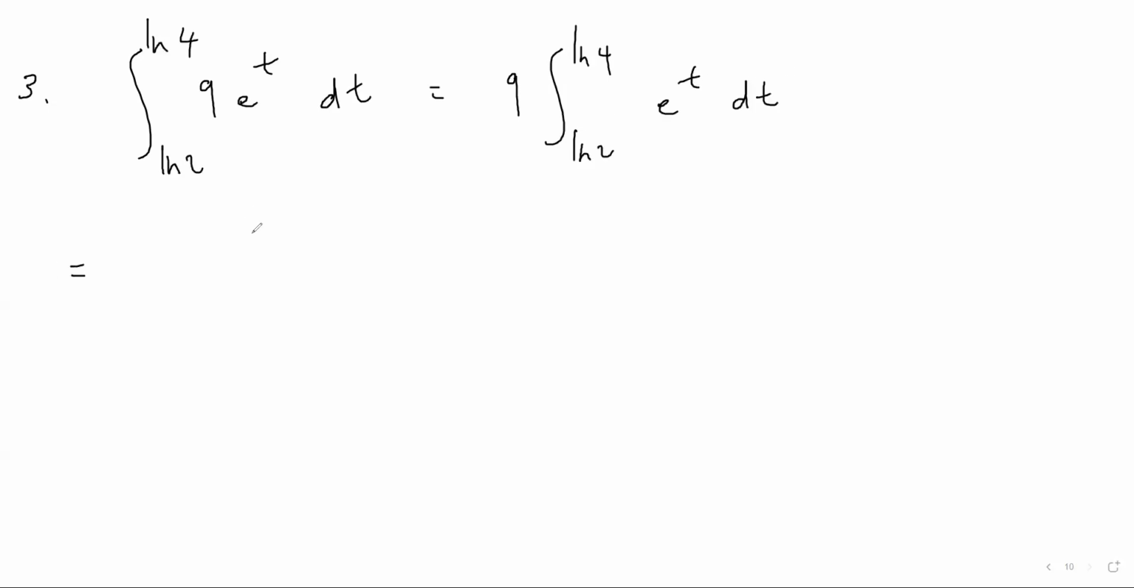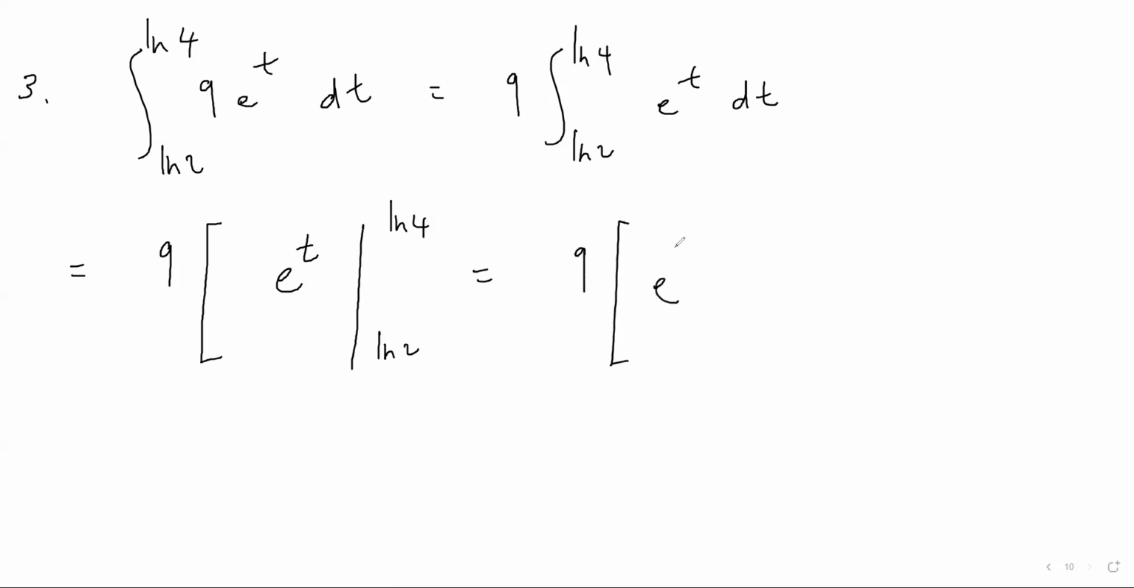What is the integral of e to the t? What function do we differentiate to get e to the t? You can put the 9 outside, and then work out the integral. It's e to the t. To get e to the t, we differentiate e to the t. So we just put e to the t, and we're going to evaluate it from ln 2 all the way to ln 4. So let's put the 9 outside, and then evaluate.